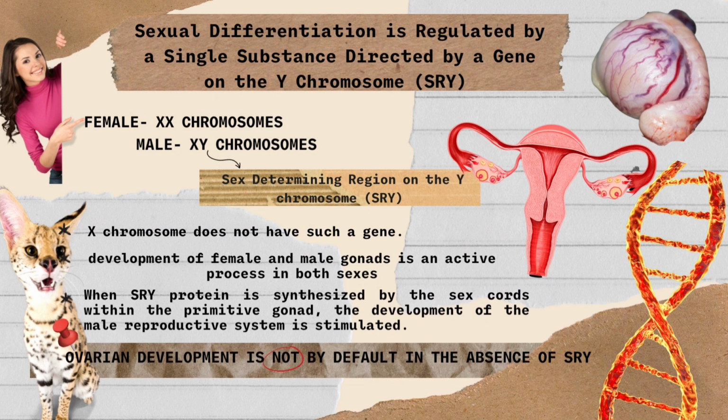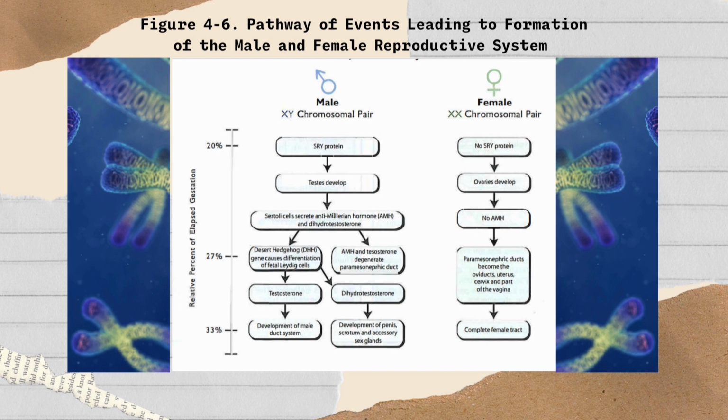the male genes. It should be emphasized that development of female and male gonads is an active process in both sexes. In other words, the development of the ovary requires an active pathway but under female gene control. Therefore, ovarian development is not by default in the absence of SRY. The pathway of events controlled by SRY protein is presented in Figure 4-6. Figure 4-6. Pathway of events leading to formation of the male and female reproductive system.